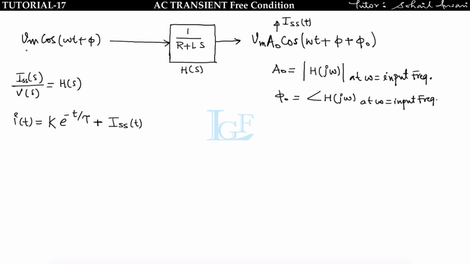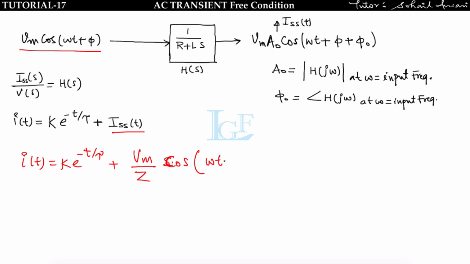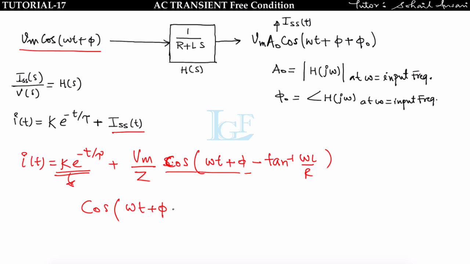What will happen if the input voltage is Vm cos(ωt + φ)? The same procedure can be applied, and you will get i(t) = k e^(-t/τ) plus the steady-state response, which is Vm/Z in cos form, not in sin form: cos(ωt + φ − tan⁻¹(ωL/R)). The same procedure you will apply, which I have already explained in lecture number 11. Now to make this response transient free, we have to make this cosine term equal to 0, so cos(ωt + φ − tan⁻¹(ωL/R)) = 0.